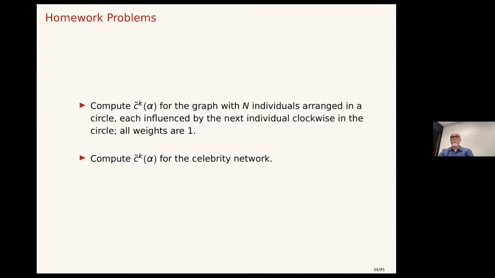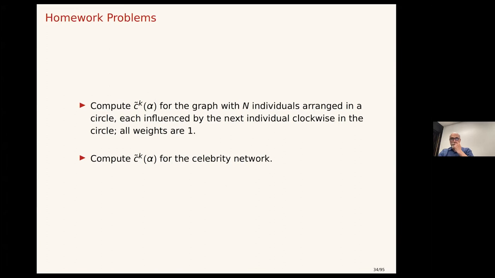A homework problem for you to do, not now, but at home, because it turns out that these modified Katz centralities are really very useful. They pop up in a lot of contexts, so you should compute some for a couple of graphs. Here are some graphs you might try on your own over lunch, okay?